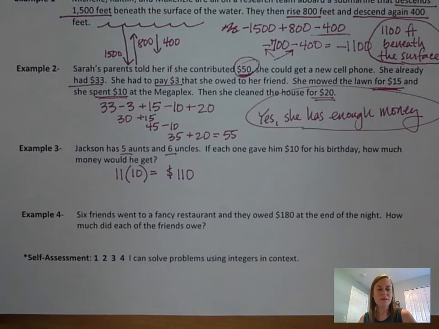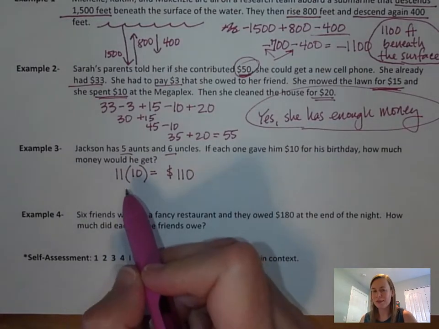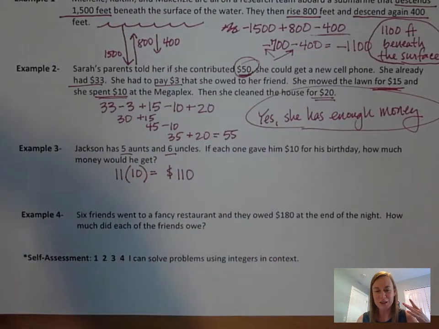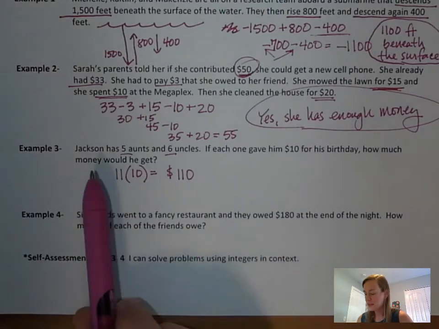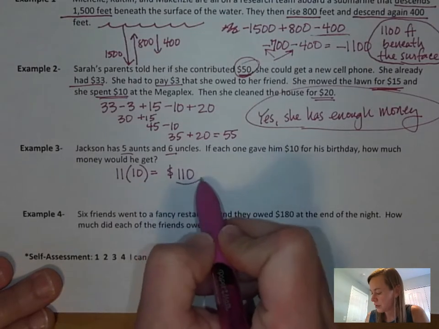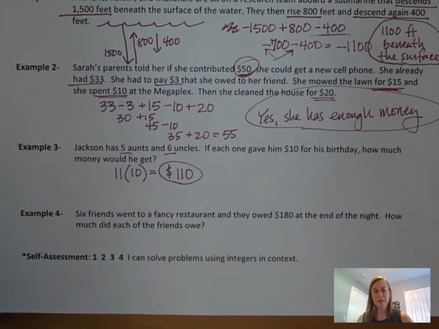Now, if you're like me, this might be confusing just because there's no negative numbers here. And aren't we learning about negative numbers? Wait a second, are they trying to trick me? Well, we're not trying to trick you. We're just trying to put different kinds of problems in. Jackson is only getting money. He's not having to lose money or give money or pay for anything. So all of the numbers in this particular problem happen to be positive. Let's go ahead and circle our answer. Okay, on to our last example.